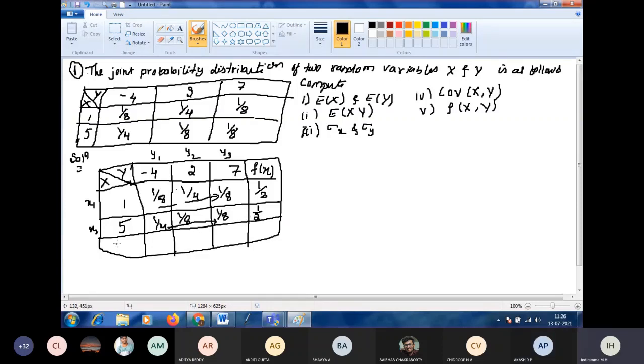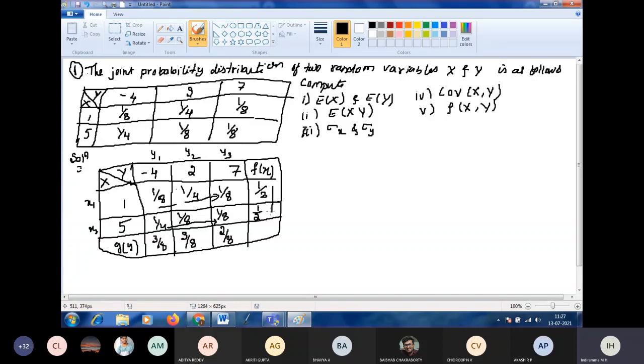Next, here it is g of y, meaning we are finding the summation of the y column. That's what g of y is. It is the sum of the x row. So f of x. What is 1 by 8 plus 1 by 4? 3 by 8. 1 by 4 plus 1 by 8 again? 3 by 8. 1 by 8 plus 1 by 8? 2 by 8.